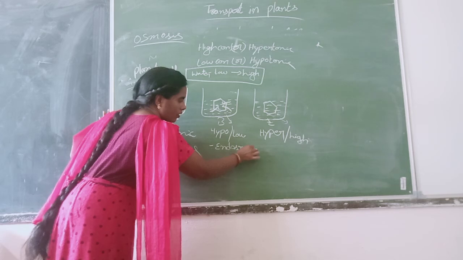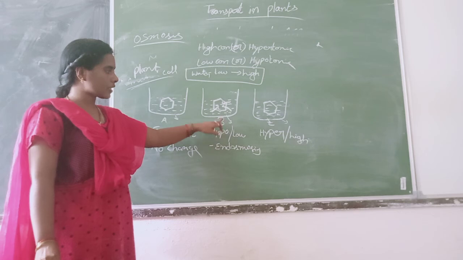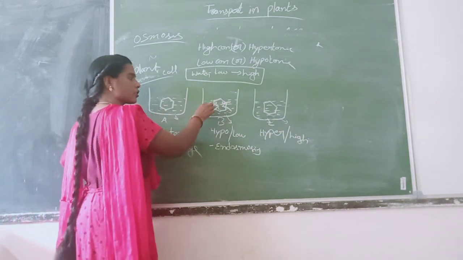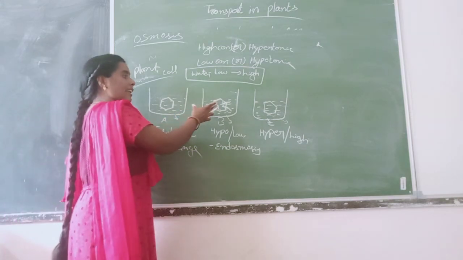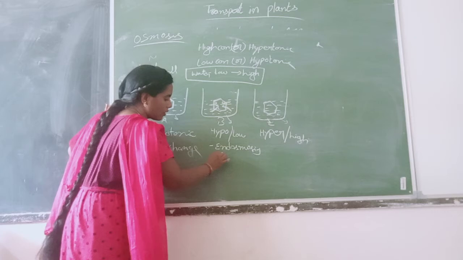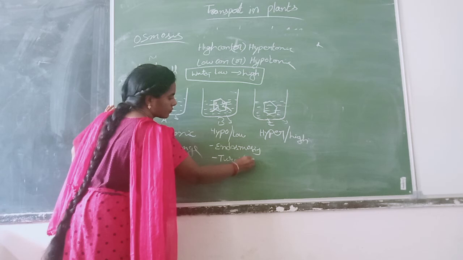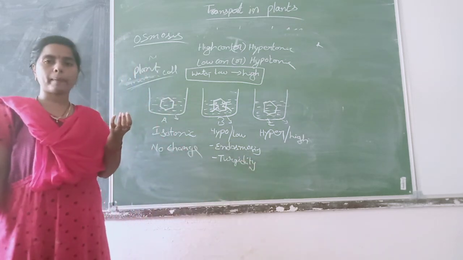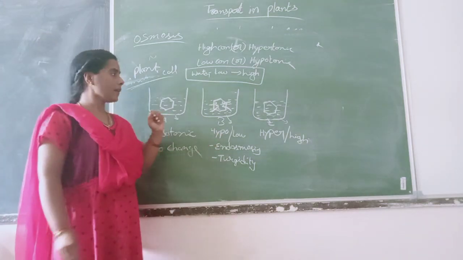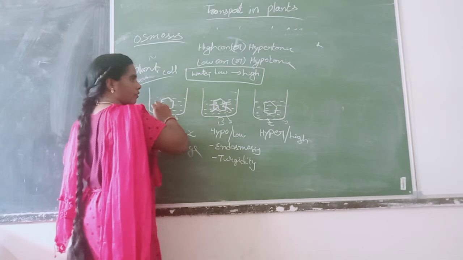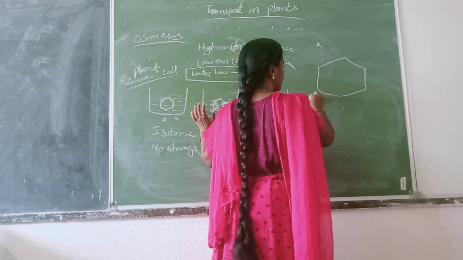Here also the same process will take place. Endosmosis will take place. Water molecules will move from low concentration to high concentration. But here, the cell turgidity or swelling, the plant cell increases in size or turgidity. But here we are going to take a little bit bigger plant cell.